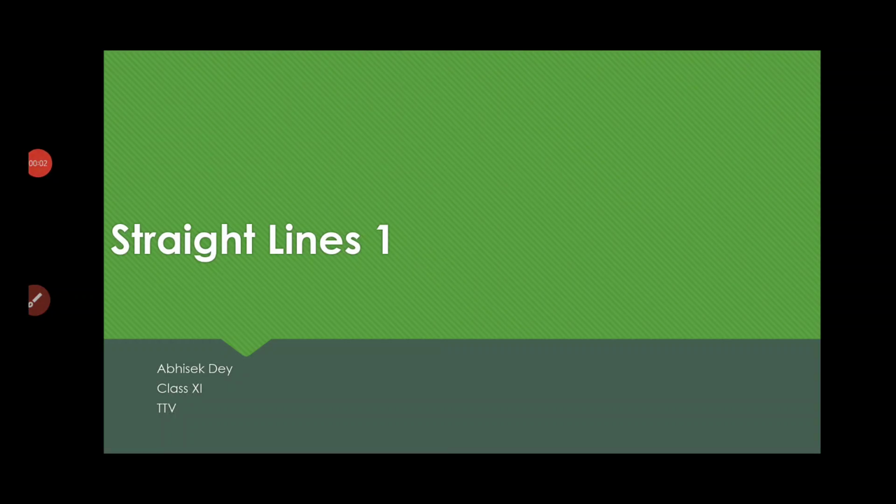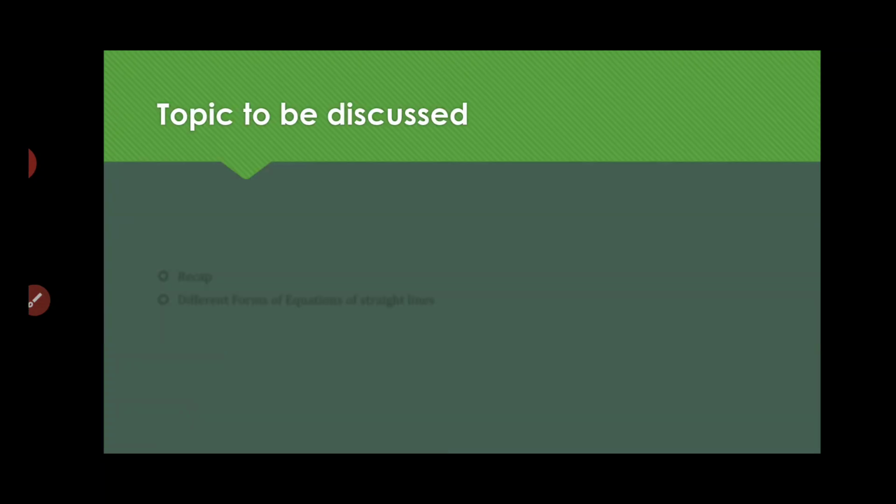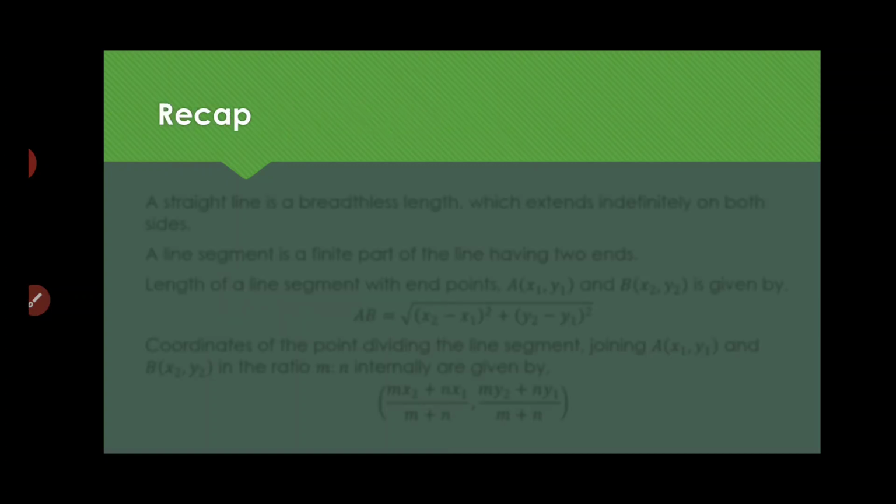We start off with our first class of the chapter, straight lines. Now, this chapter, obviously, you have some idea from your previous class, that is from class 10. You have done quite a bit. So, in today's class, we are just going to do a few recap of whatever we have done in class 10, and we are going to do some extra bits like different forms of equation of a straight line. So to begin with, let us talk about all those things which we already know.